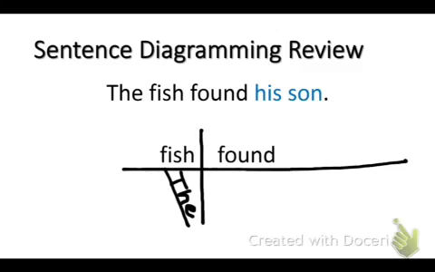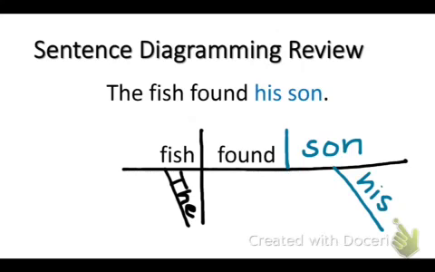In this slide, I'm going to show you how to diagram a direct object. In the sentence, the fish found his son, son is the direct object because it's what the fish found. So we diagram a direct object by drawing a vertical line. Notice that it does not cross the long horizontal line. So the object son goes next to the verb, and then the modifier his goes underneath it like this.